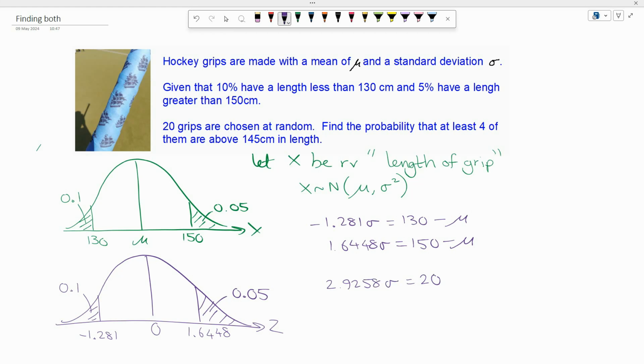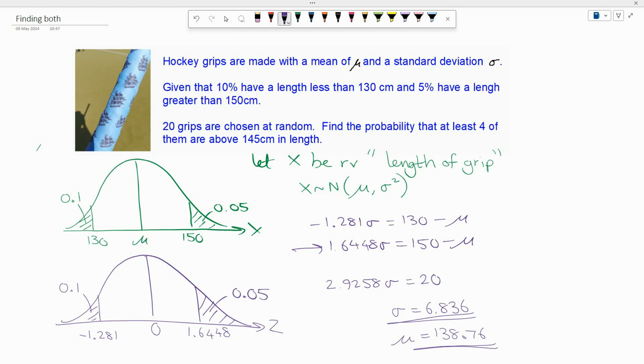So let's go ahead and type this in. I make one standard deviation to be 6.835. That's to 3 decimal places. So now I'm going to sub it into this one here. So I'm going to times that by 1.6448, take it away from 150, and I make mu to be 138.76.